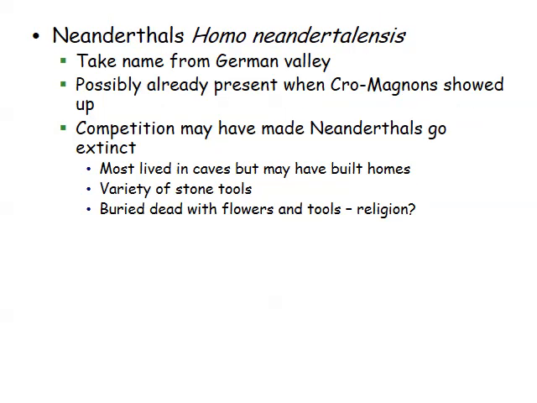The Neanderthals, or the Homo neanderthalensis, take their name from the German valley where they lived. They were probably already present on Earth when the Cro-Magnon man appeared. Competition between these groups may have caused the Neanderthals to go extinct. They were more advanced. While most lived in caves, many of them built homes. They used a variety of stone tools, and they actually buried their dead with flowers and tools. This indicates perhaps the presence of some type of religion.